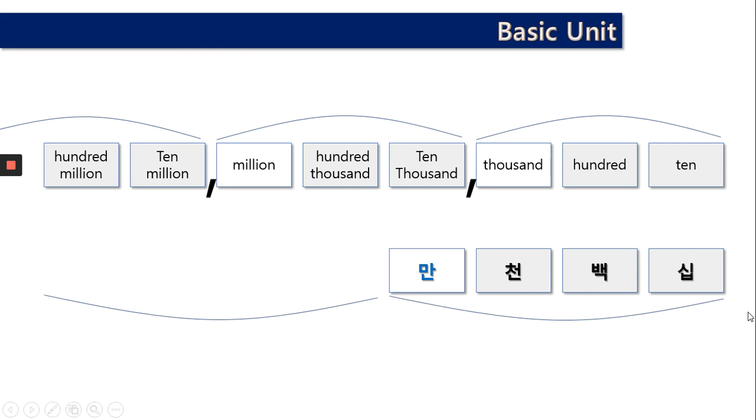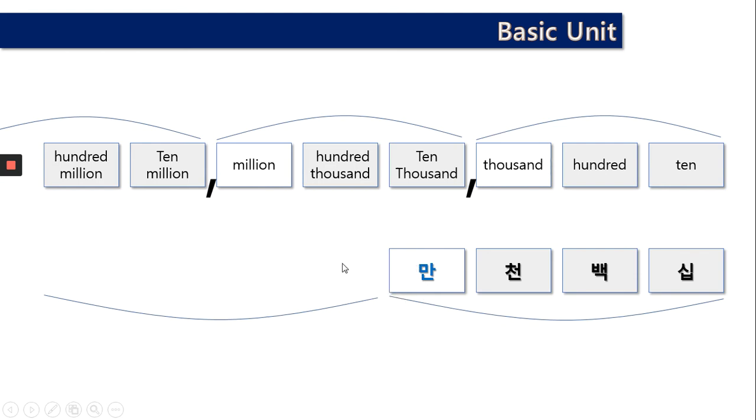Man, like that. So every 4 units, 1, 2, 3, 4. So it's slightly different. Okay, so 만, for example, 10,000. 10,000 in Korean is 만, right? But we never call 10,000 "ten thousand". We just say 만, because our basic unit is that for every 4 units, we put a new unit.